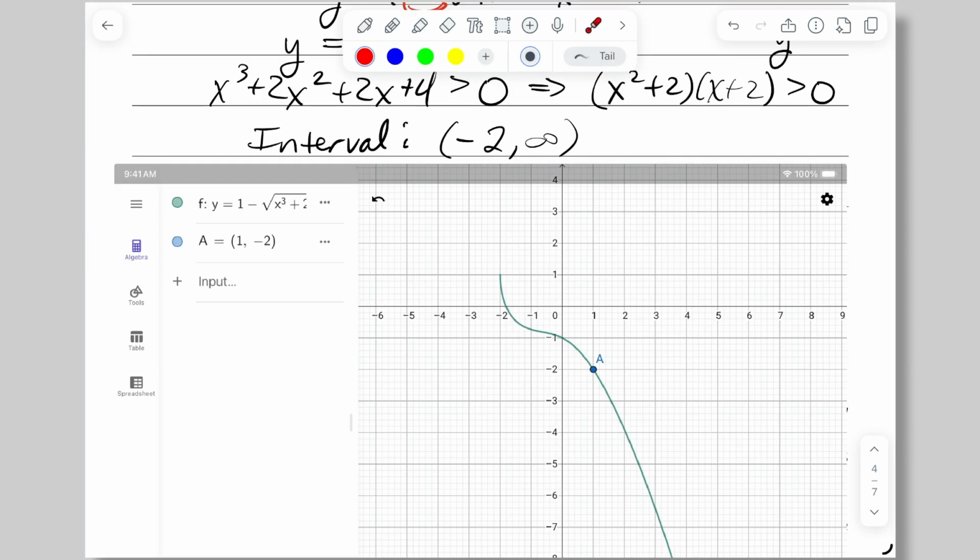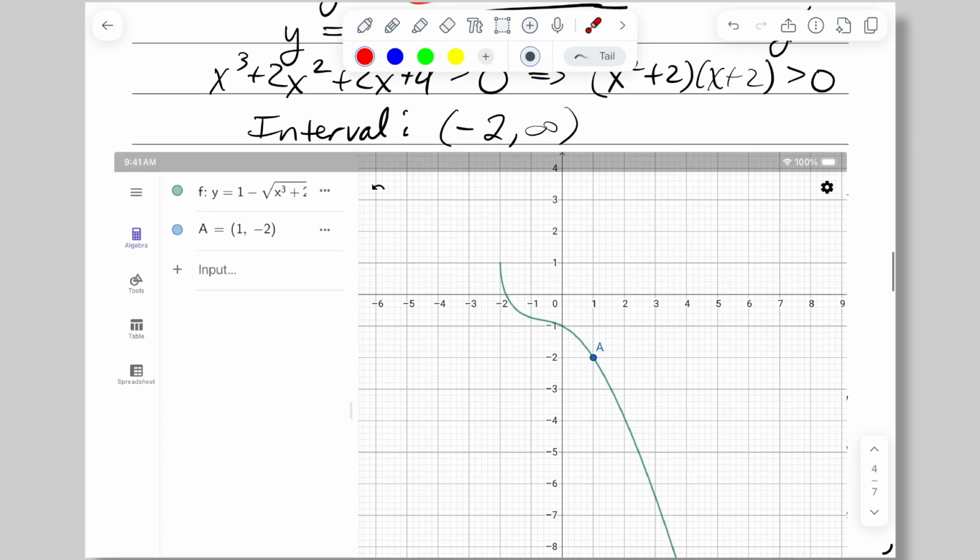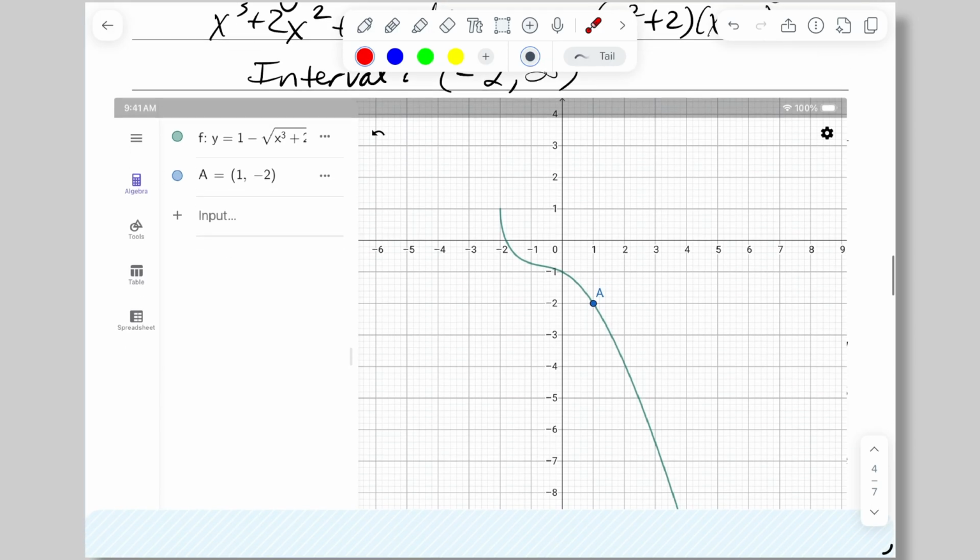Now we were asked to graph it, which I've done here. You can see I've got y equals 1 minus the square root of the expression. This, by the way, was done using GeoGebra 2D. And here we have the curve, which starts at negative 2. We said that was the interval of solution. And we also see the point 1, negative 2 is on the curve. That's the point associated with the initial condition.